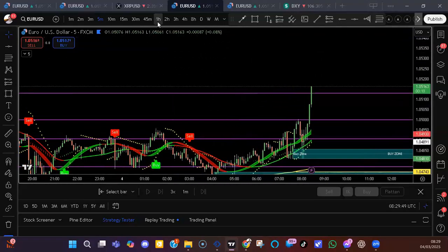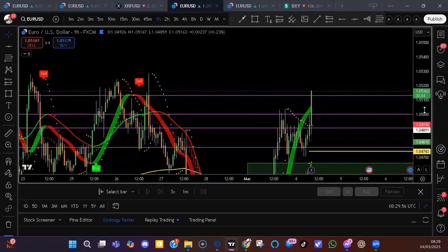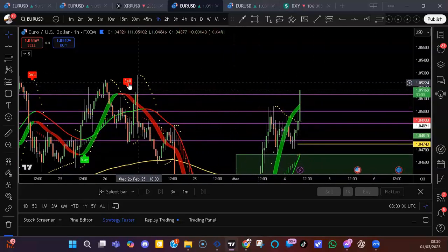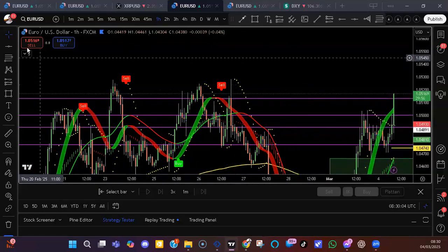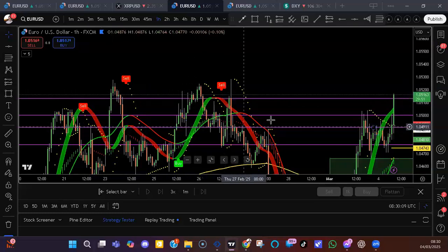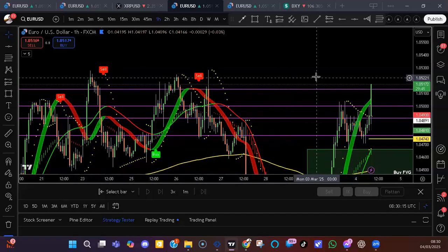Sorry, we're still on the hourly at the moment. We'll be coming up to these areas here. These are important areas. This is where price stalled and went back down again. And it did it twice already. Will it do it a third time?